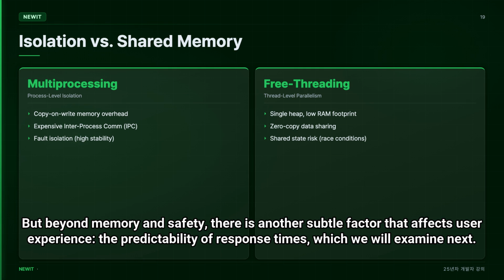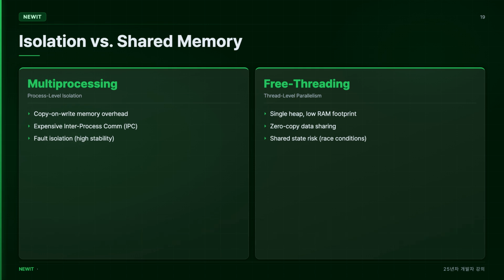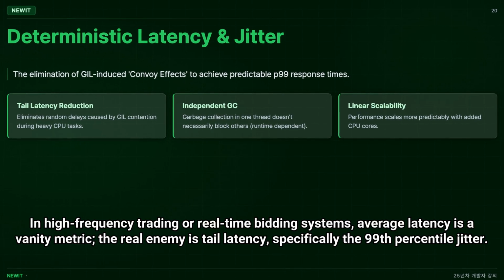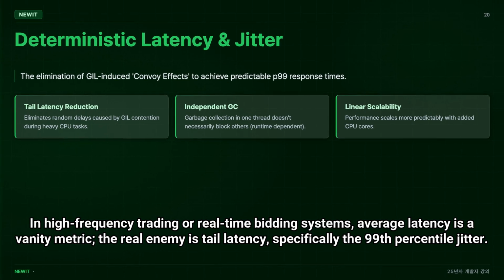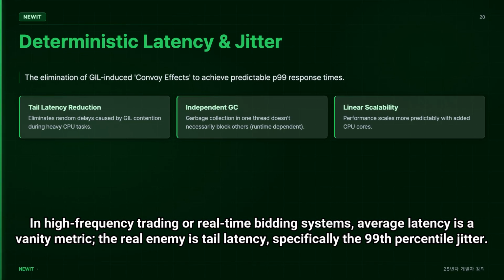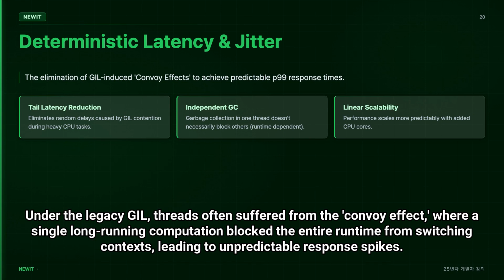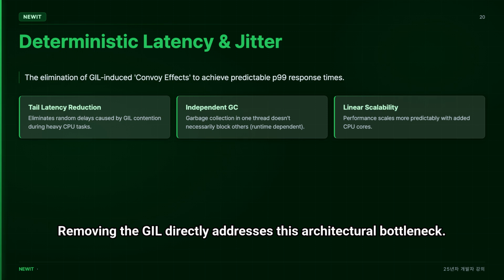But beyond memory and safety, there is another subtle factor that affects user experience: the predictability of response times, which we will examine next. In high-frequency trading or real-time bidding systems, average latency is a vanity metric. The real enemy is tail latency, specifically the 99th percentile jitter. Under the legacy GIL, threads often suffered from the convoy effect, where a single long-running computation blocked the entire runtime from switching contexts, leading to unpredictable response spikes. Removing the GIL directly addresses this architectural bottleneck.